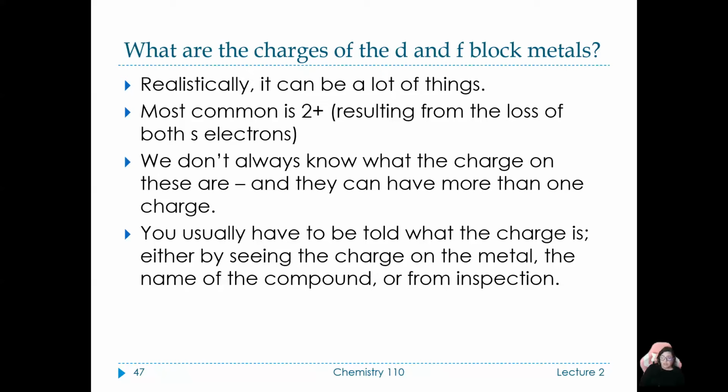So you'll usually have to be told what the charge is, either by seeing the charge on the metal, so Fe3+ would be a 3+, or from the name of the compound, which will tell you, like iron 3 would be written as iron parentheses Roman numeral 3, or from inspection. So if we had iron 3+ and it made a compound with oxygen, it's going to be Fe2O3. And because we cross multiply, the charge on the Fe has to be 3. We'll talk about that again in a few minutes, but that's what we mean by from inspection.